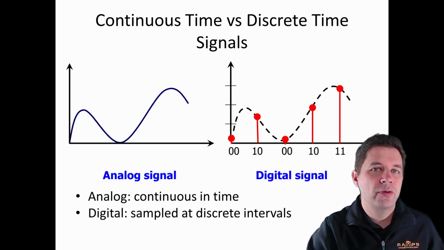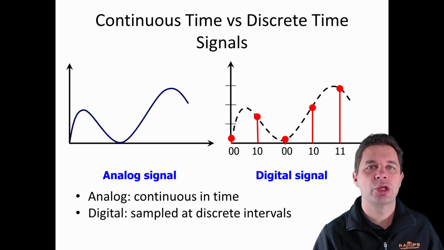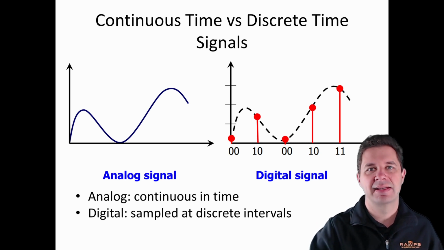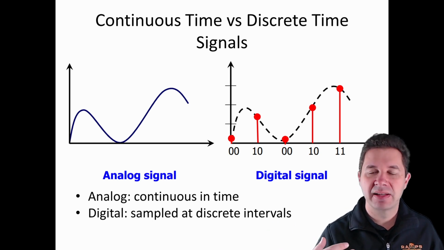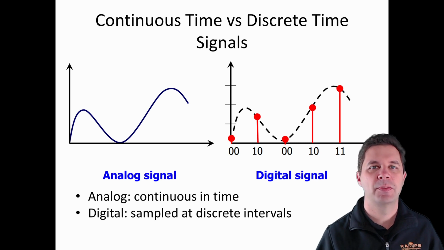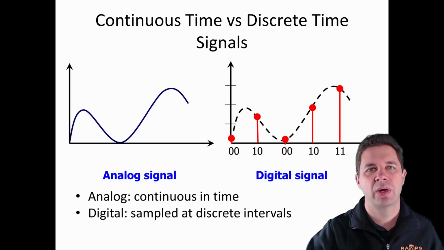Now, this is true for digital video, it's true for digital audio, it's true for sampling any of our other sensors as well. For example, our camera might record at 60 frames per second or 30 frames per second, depending on what camera system we're using.